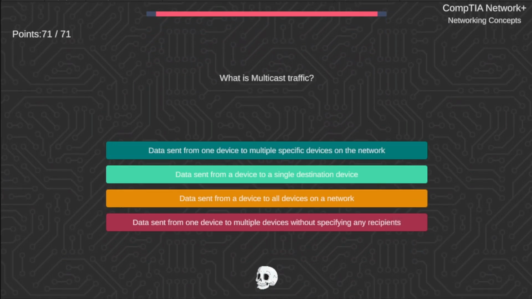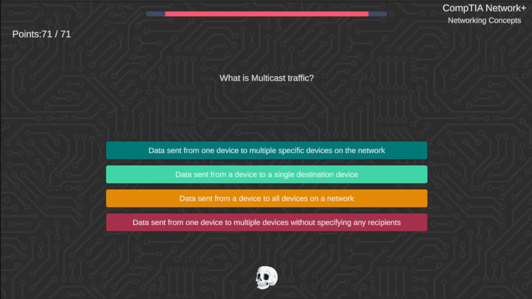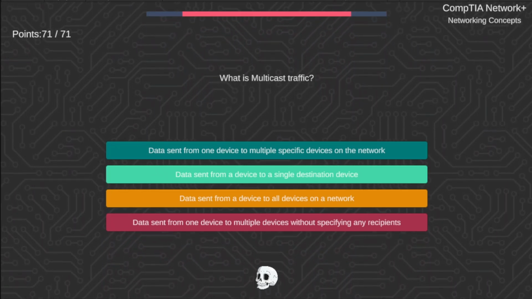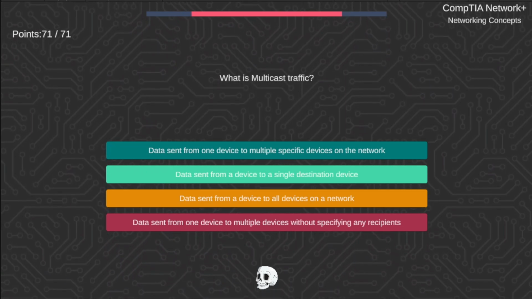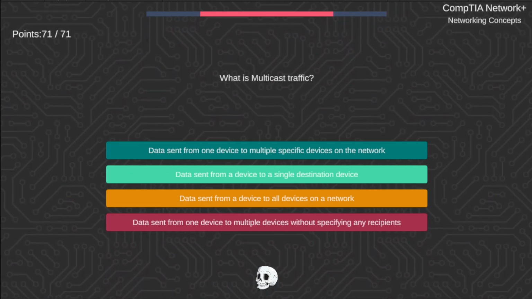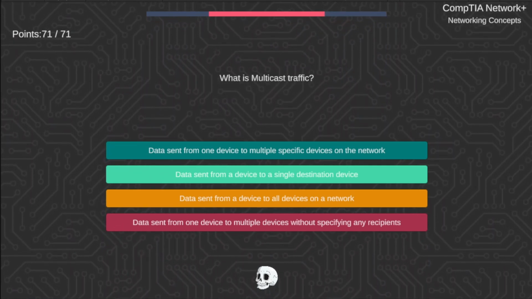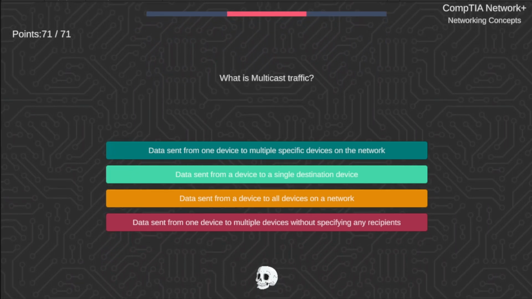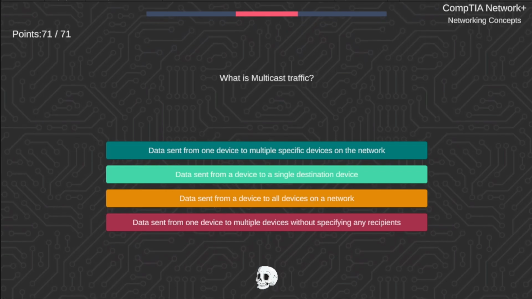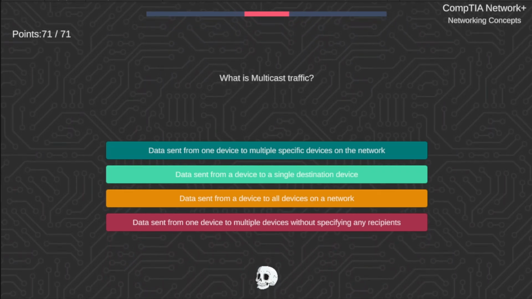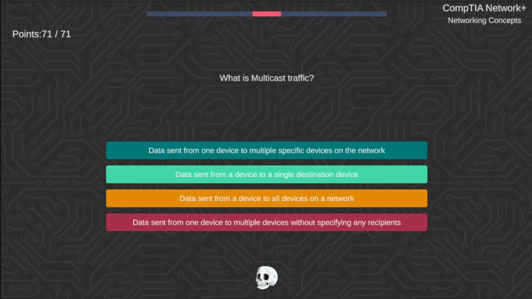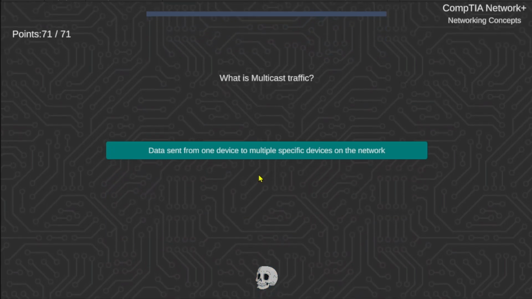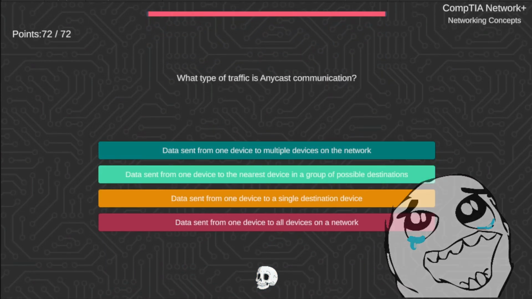What is multicast traffic? Data sent from one device to multiple specific devices on the network, data sent from one device to a single destination device, data sent from a device to all devices on a network, or data sent from one device to multiple devices without specifying any recipients? Multicast traffic. Correct answer is data sent from one device to multiple specific devices on the network.